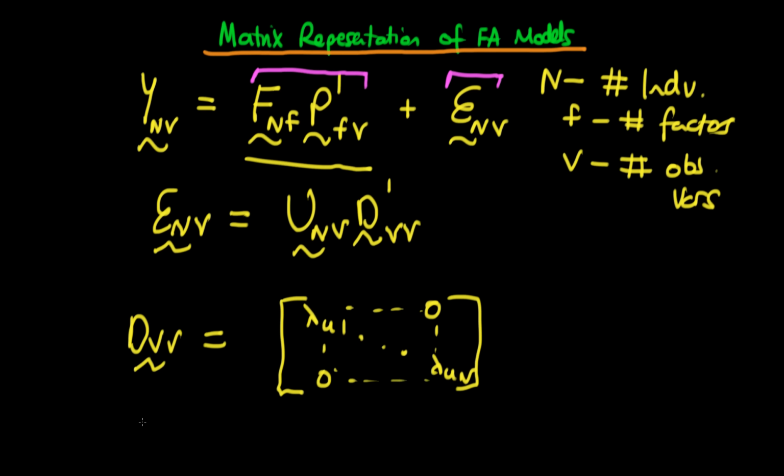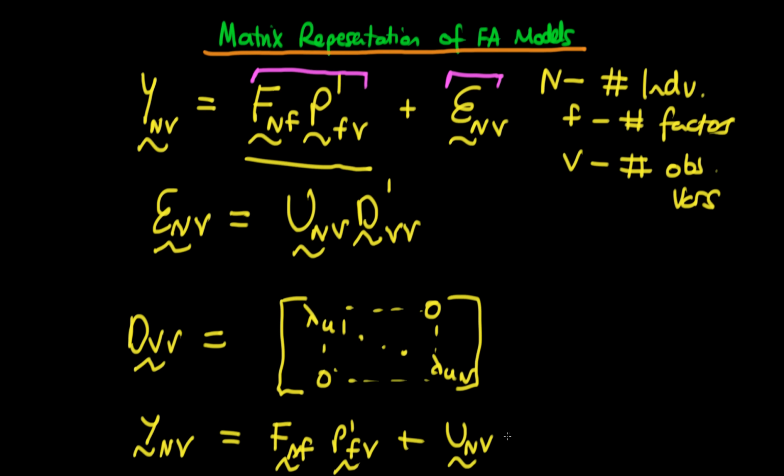So finally, we can rewrite our equation in its full form, which is Y_NV is equal to F_Nf times P prime_fV, plus U_NV, where U is our unique factor scores, times D prime_VV. So this is our equation for factor analysis models, written in its complete form.